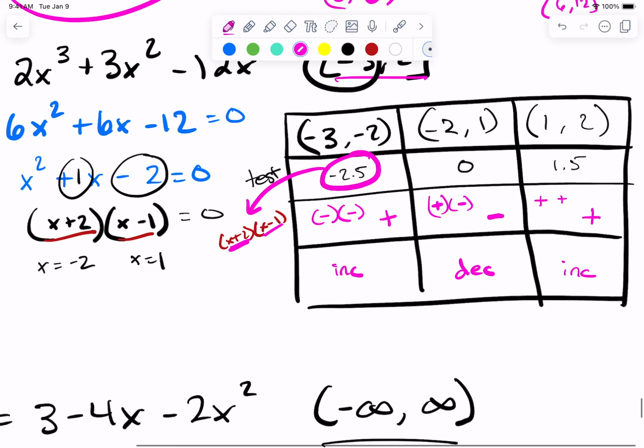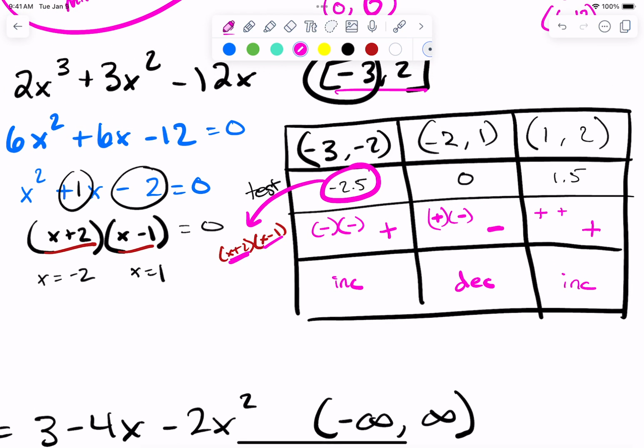Okay. So we really have four points that we have to look at, right? We have this dot right here, this dot, this dot, and this dot. This left dot is at -3 comma something. This dot is at -2 comma something. This dot right here is at 1 comma something. And this dot right here is at 2 comma something.